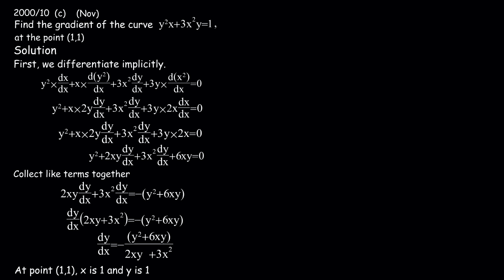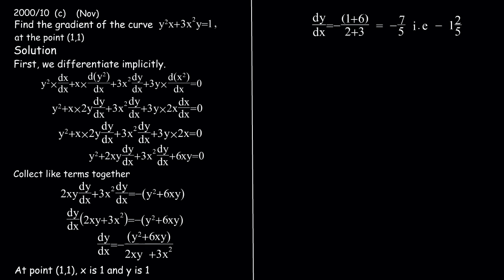At the point (1, 1), x equals 1 and y equals 1. Now substituting y equals 1 and x equals 1, dy over dx will be equals to minus (1 plus 6) divided by (2 plus 3), which will be equals to minus 7 over 5, and converting into mixed fraction, minus 1 and 2 over 5.